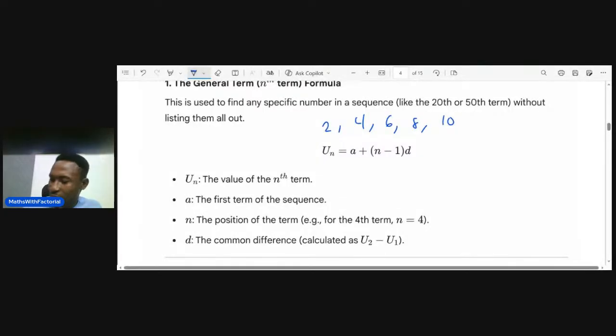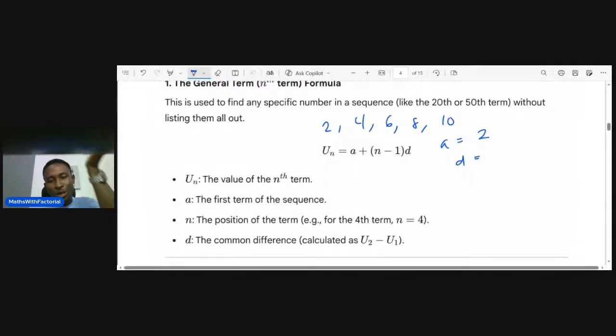So let me use this particular sequence I just wrote on the board. It says 2, 4. We know here that a is what? 2. What is our common difference? How do you get your common difference? It is the difference between the second term and the first term. So you look at 2, 4, 6, 8, and 10. If you want to get the common difference, it's simple. d is the common difference, calculated as U2 minus what? U1. That is, you look at the second term and subtract the first term from it.